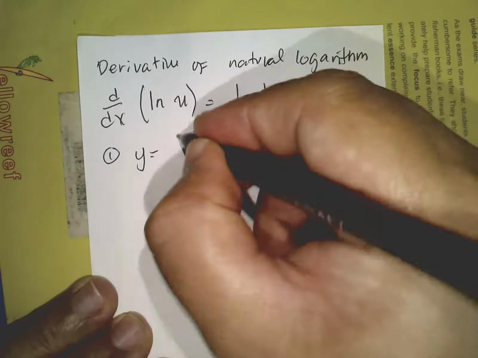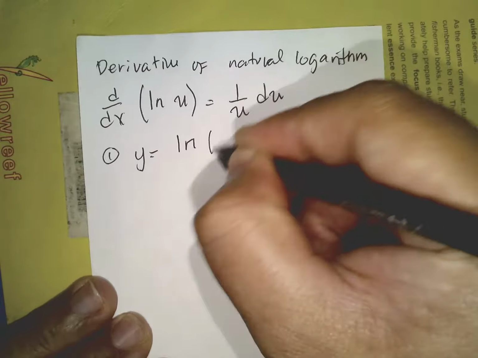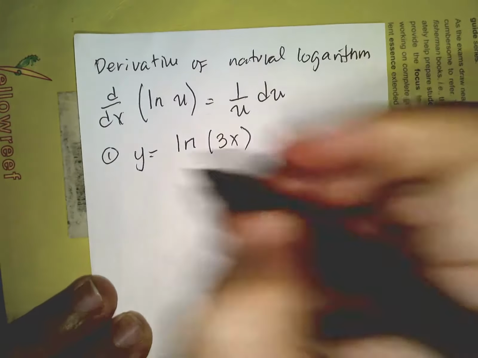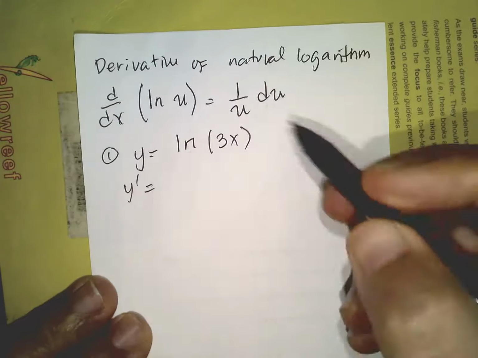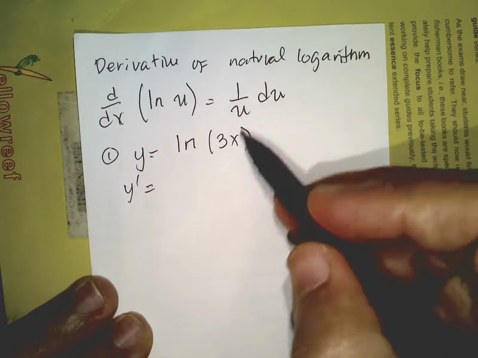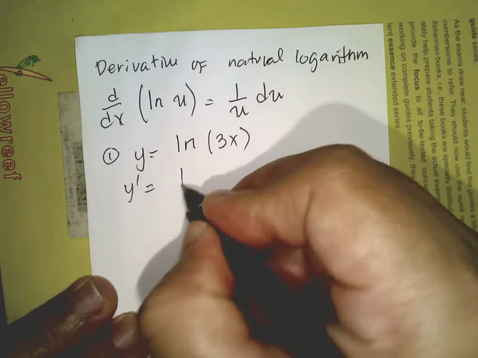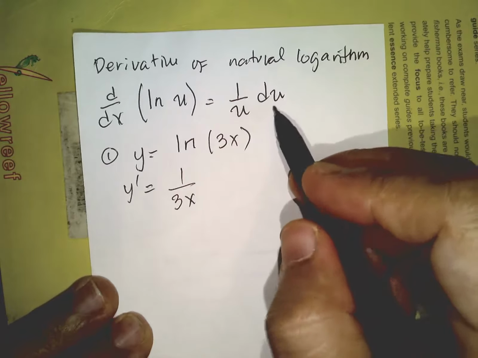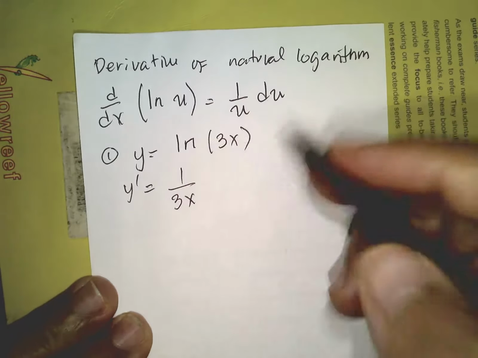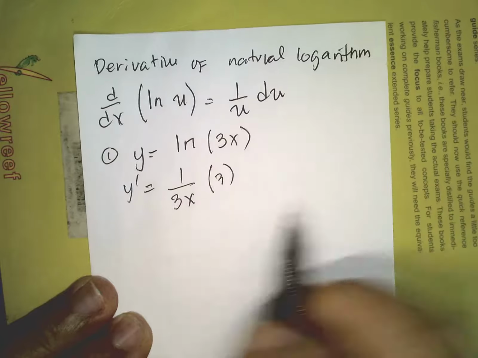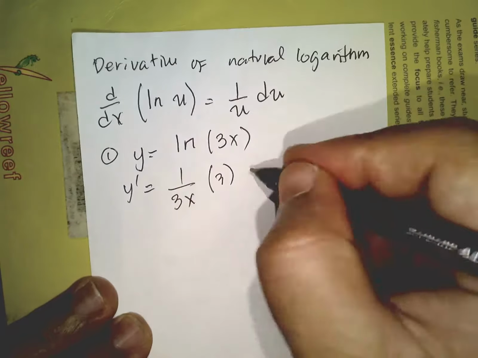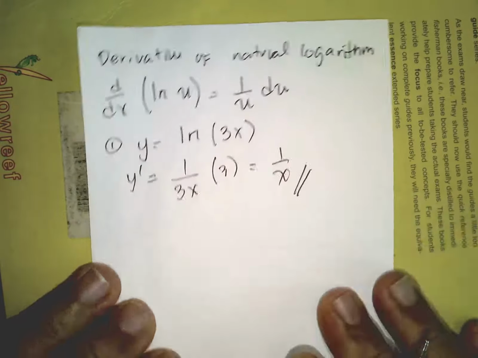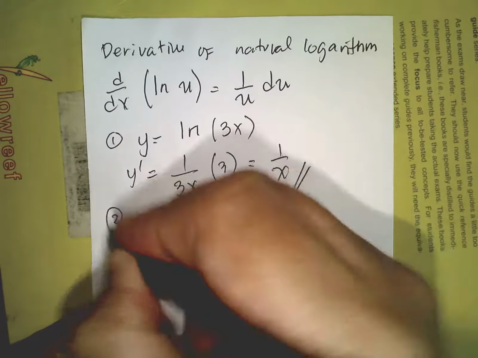Suppose my y is equal to the natural logarithm of 3x. Again, the formula says 1 over u. Y prime is equal to 1 over u. Your u here is 3x, so that's 1 over 3x times the derivative of whatever your u is. The derivative of 3x is 3. So therefore 1 over 3x times 3 is equal to 1 over x. Then done.